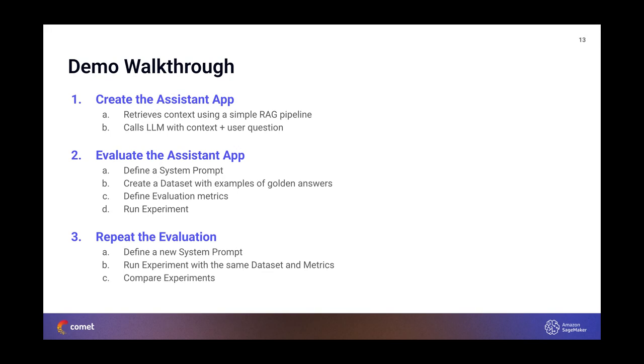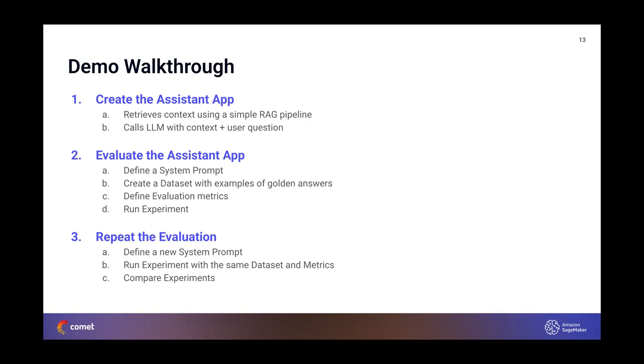We'll create a system prompt, a golden data set, and then some evaluation metrics against which we can run experiments. These artifacts will be stored in OPIC, and everything, again, will be run on SageMaker. And finally, we'll repeat this evaluation with different system prompts to simulate the iterative process of shipping and improving a GenAI application. A couple notes before we jump into the demo.